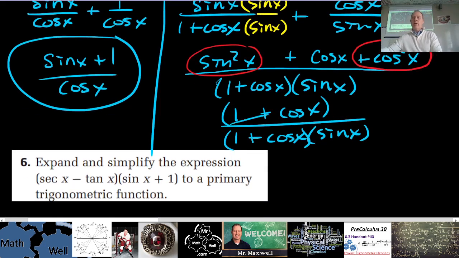Now this is 1 plus cos x over 1 plus cos x. Those are common factors, top and bottom. I can get rid of them. So this is actually 1 over sine x, which is cosecant x.